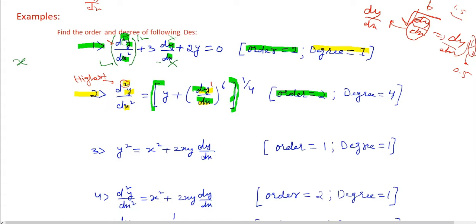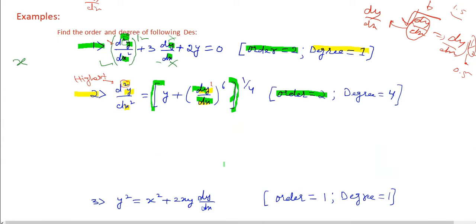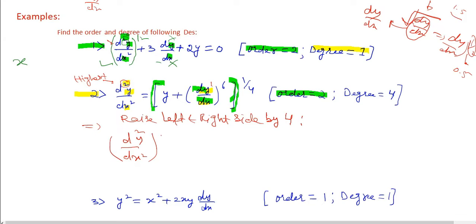Let me get some space here. How do we do that? Now here is 1 by 4. Can you see, if we raise the whole equation to the power 4, raise the left and right side by 4, what we get: d square y by dx square power 4 is equal to y plus dy by dx power 6 whole power. Here is already 4 and then we multiplied by 4, right, because here the power is 4 and here the power must be 4 too, both sides.